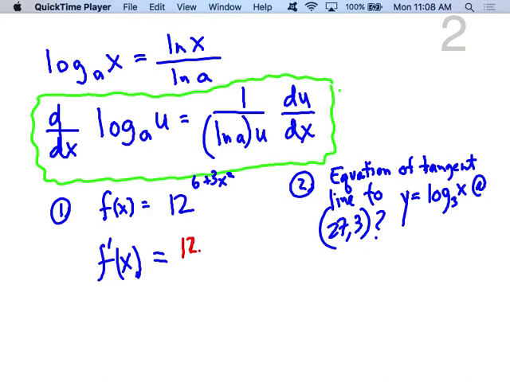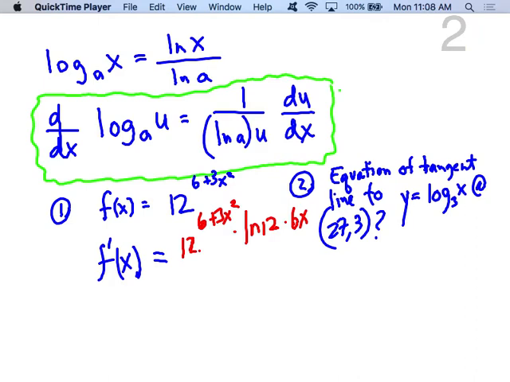Itself times the natural log of 12 times, what did most of you forget? The 6x, which is the derivative of the exponent up on top. And there's not a lot to clean up with that. You just leave it as is.